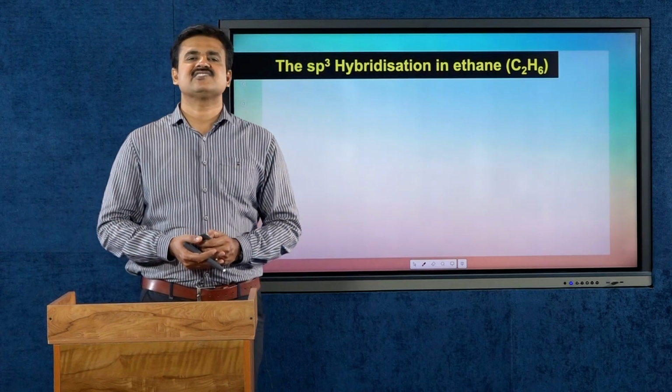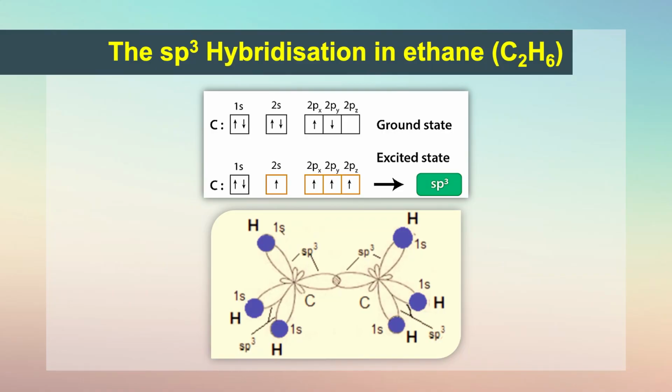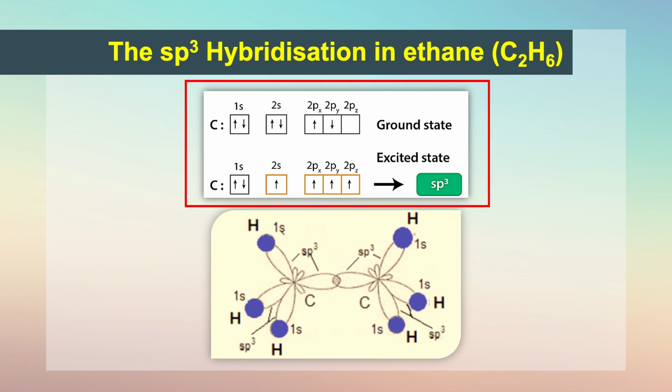The sp3 hybridization in ethane is also taken here for an illustrative comparison with ethene and acetylene that we have learned earlier. In the case of the ethane molecule, the central atom carbon displays sp3 hybridization. Carbon in the ground state is shown here with the outer shell arrangement 2s2 2p2, and an electronic excitation occurs to produce 4 half-filled orbitals, out of which 3 are half-filled p orbitals and 1 is a half-filled s orbital. These 4 half-filled orbitals undergo mixing to produce 4 sp3 hybrid orbitals.